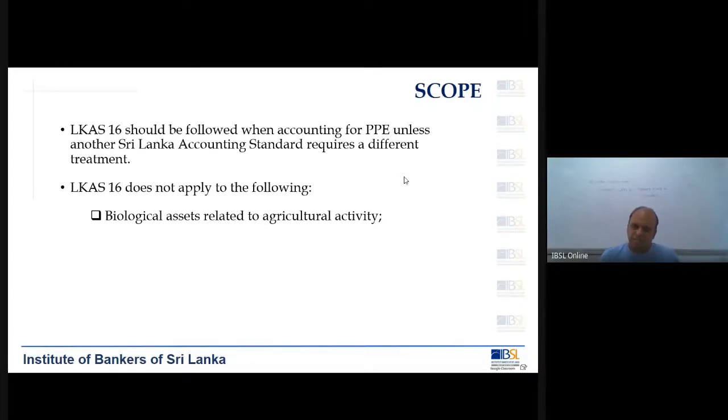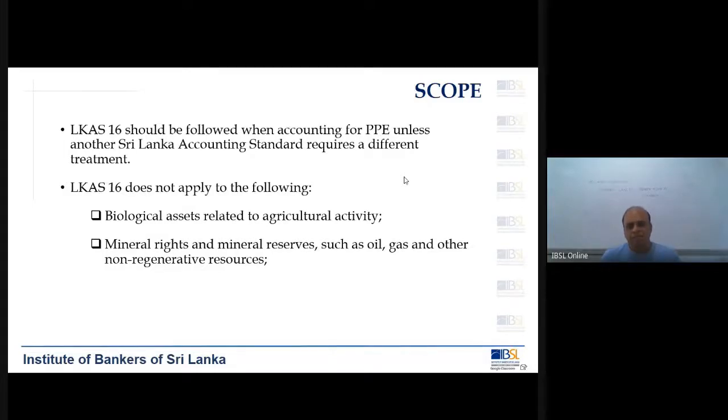Because if it is a fixed asset, you will go and apply LKAS 16, but that is wrong. For biological assets, you can't apply LKAS 16 because it is governed by another standard, which we will not be learning because that is not relevant for this particular course module.